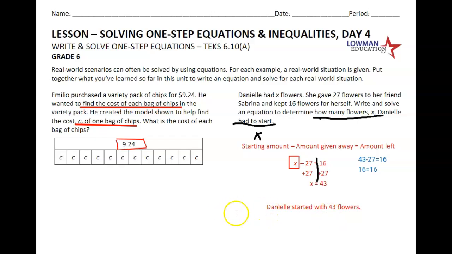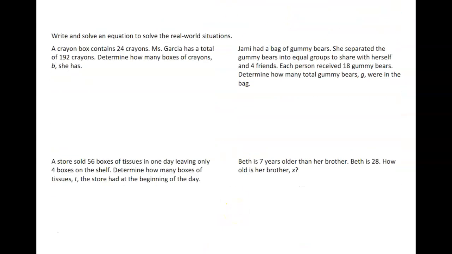So let's scroll to the bottom of your notes, and you're going to try some problems independently. I would like for you to please write and solve an equation for these real-world situations. You're going to find the solution for the box of crayons. And you're going to write an equation and find a solution for the tissue boxes.